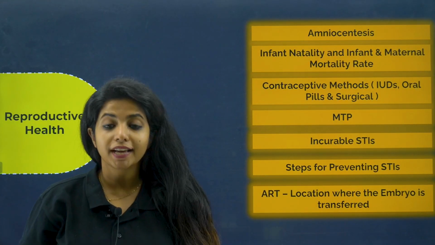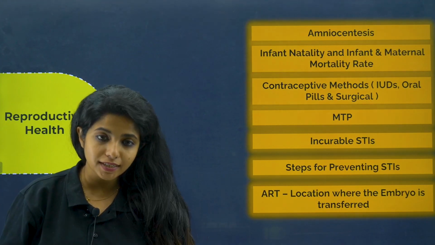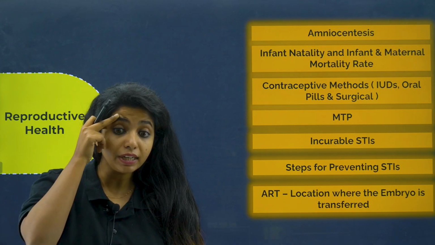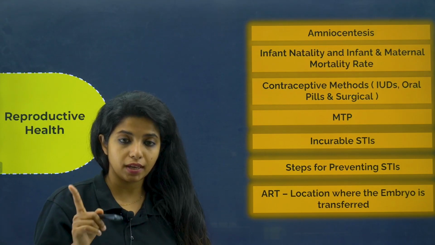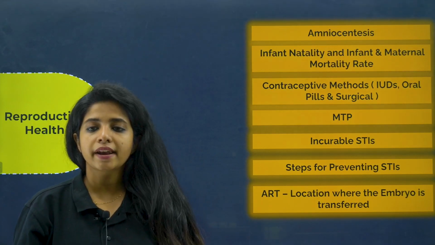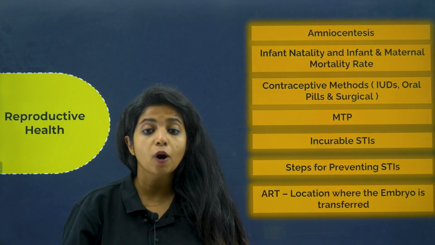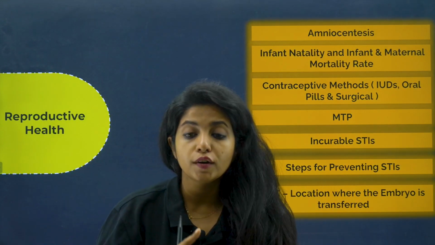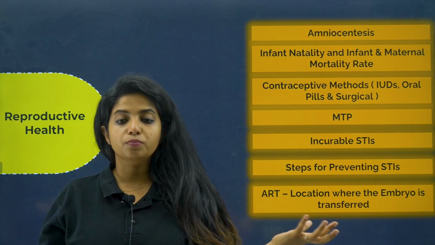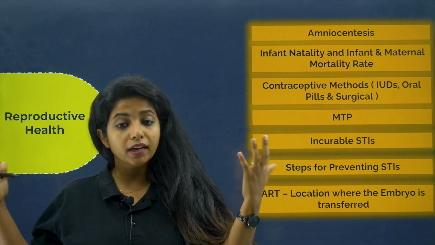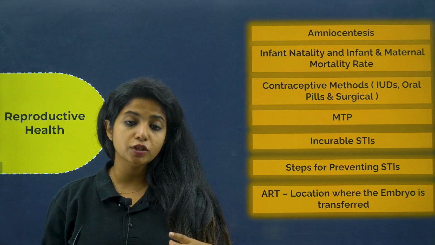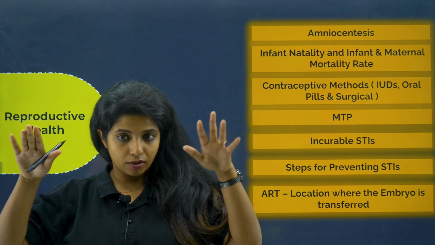Reproductive health, my dear children. In that we have first thing, amniocentesis. Amniocentesis is used for what? Female feticide. That was the problem that was there. Okay, what is amniocentesis? You should be knowing about that. Infant natality and infant and maternal mortality rate. How does it affect the population growth? You should be knowing about that. For example, if natality is more, that is birth rate is more, and death rate is less, that means population growth will be happening. If mortality rate is more, that means population is not growing, it is going down.